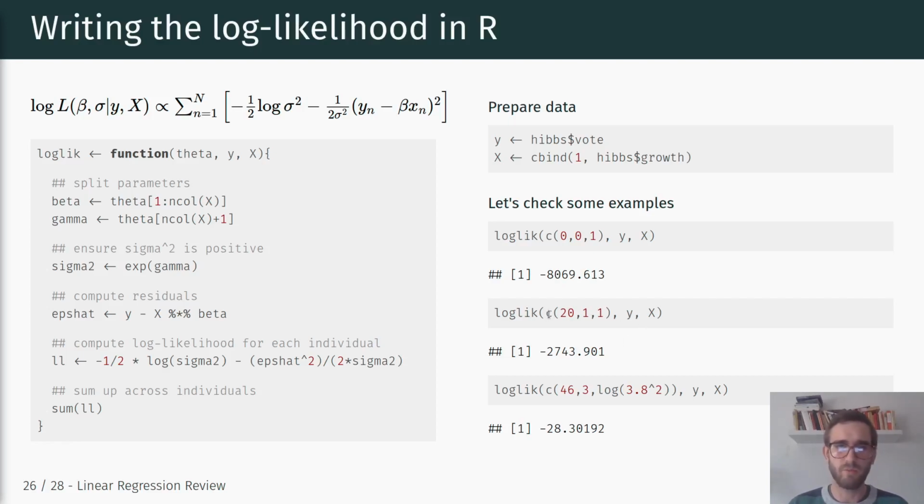We can, of course, plug in different values and play around, and eventually we get to values around minus 28.3. I plugged in values here that are consistent with the OLS coefficients that we estimated earlier, and we can see that the closer we get to those OLS coefficients, the higher this likelihood value gets.